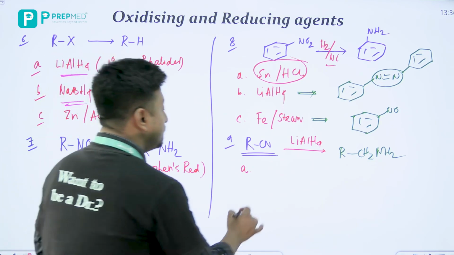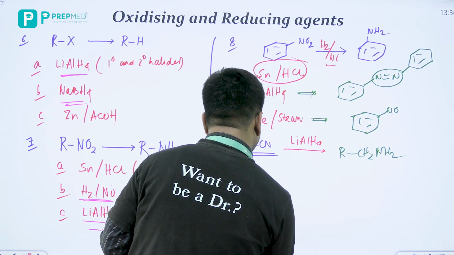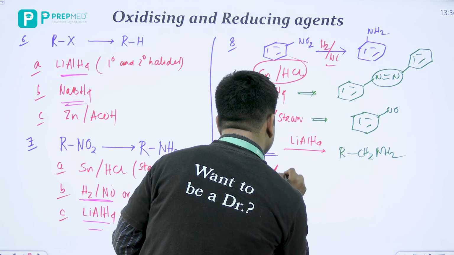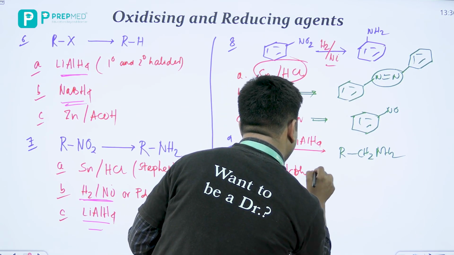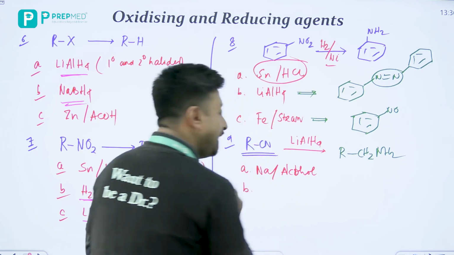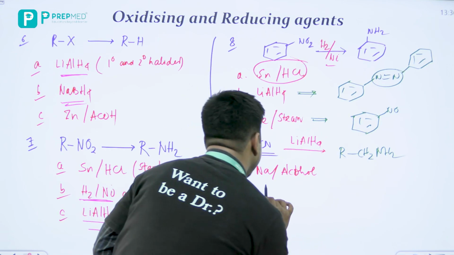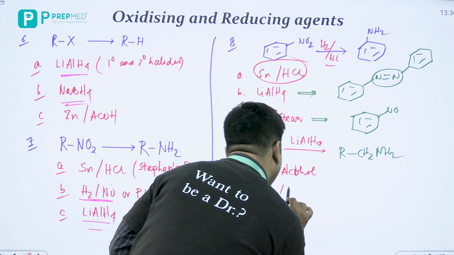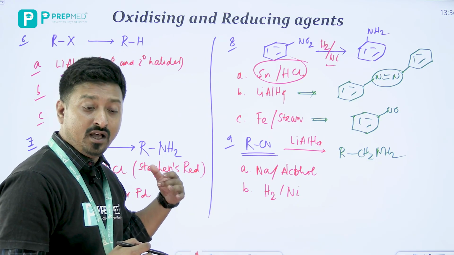Okay, then similarly, what here can we use also? Here also we can use sodium in presence of alcohol. Number B, or what else can we use? Here also we can use hydrogen with nickel, which is generally the preferred reagent for the conversion of a cyanide to the amine group.